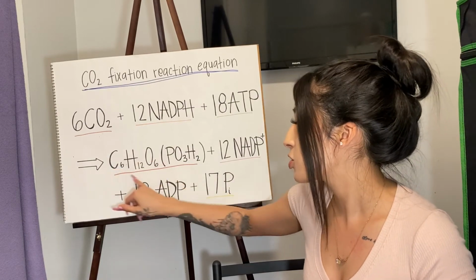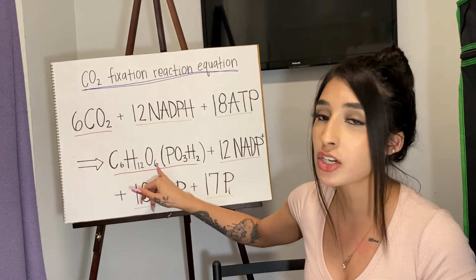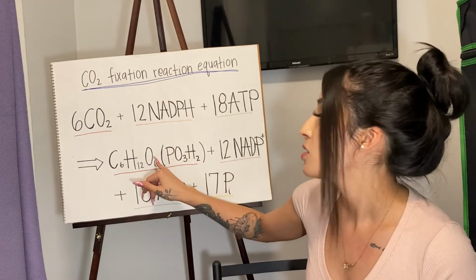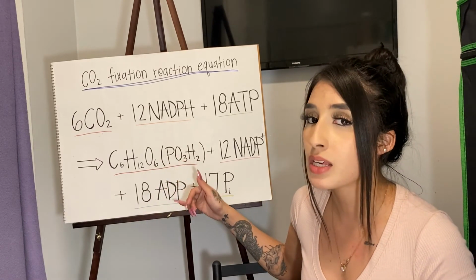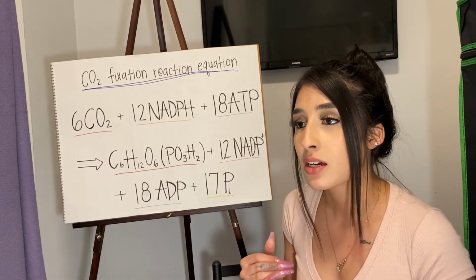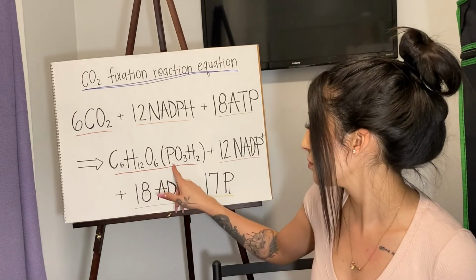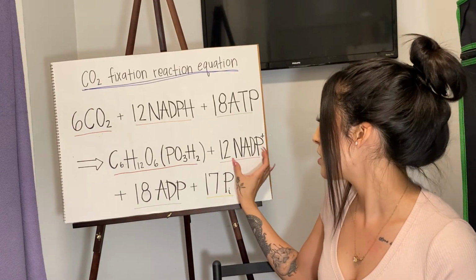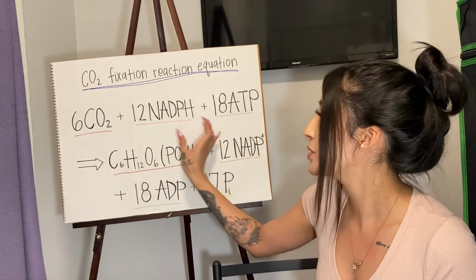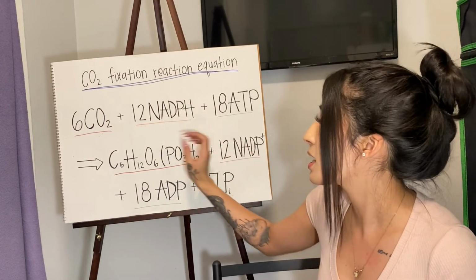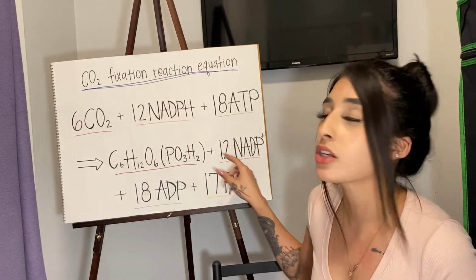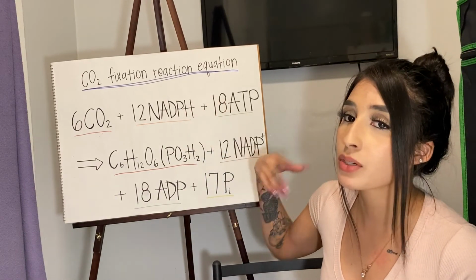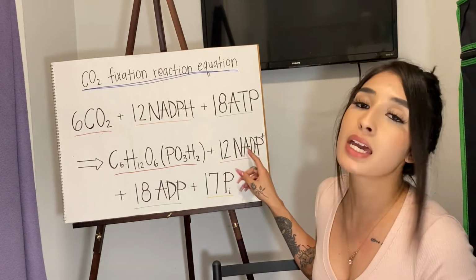C6H12O6, which is sugar. This is always denoted to be sugar, C6H12O6. And in parentheses we have a phosphate group attached. So we have that fructose with the 6P, which means the phosphate is attached to the 6th carbon of that sugar. We have also in the products 12 NADP plus molecules. These look similar to NADPH. It's the same molecule, but this one got oxidized. It lost the proton because it reduced something, and it became NADP+.